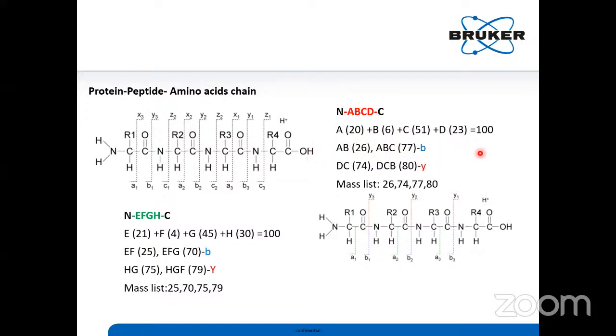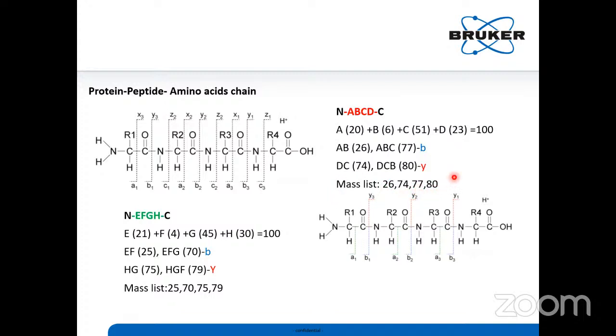A and ABCD are the default. Why? Because ABCD is 100 Dalton. At the same time, from the C terminal, we can say it as a Z to A approach. If you take Y ions here, from the C terminal it will start D, DC, DCB, DCBA. Same fragments, but you can observe here the mass list will be completely different: 25, 70, 75, 79 as fragments. Same mass at MS, 100 Dalton, but if you do fragmentation for the other peptide, you can observe 26, 74, 77, 80.